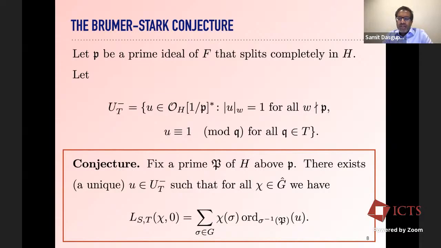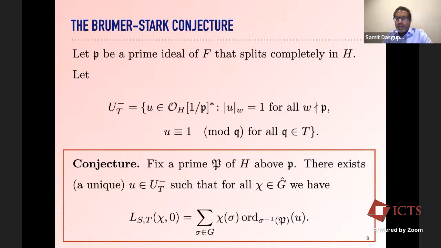And the Brumer-Stark conjecture is that if I fix a prime ideal of H above P, then there exists a unit in U_T, a P-unit, such that for every chi, taking the valuation of this unit at all the primes above this Gothic capital P, and taking the corresponding linear combination given by the values of the character chi, that should give me the L-function of each character chi.